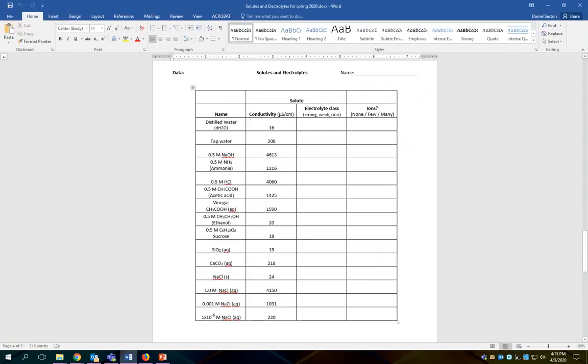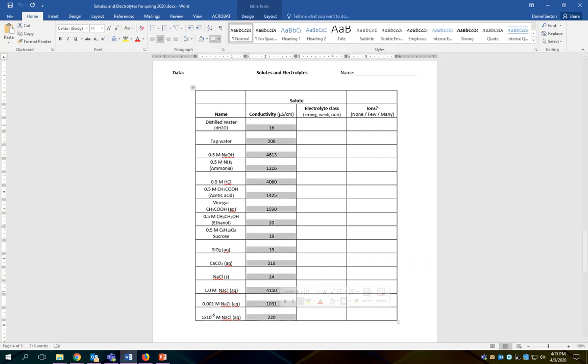Let's go back to our assignment here, and I want to talk a little bit about how to fill out this table. As you can see, conductivity values have been provided here, and again, these values don't really mean much on their own. You kind of need to compare them to each other. So what do I mean by that? If we look at our first row here, distilled water, that has a provided conductivity of 16 microsiemens per centimeter, which, what does that mean? Is that high? Is that low?